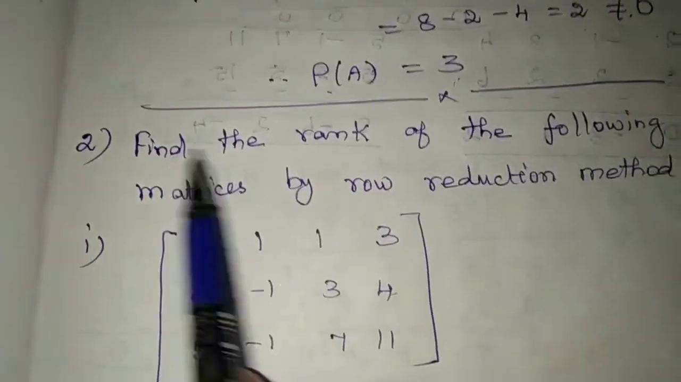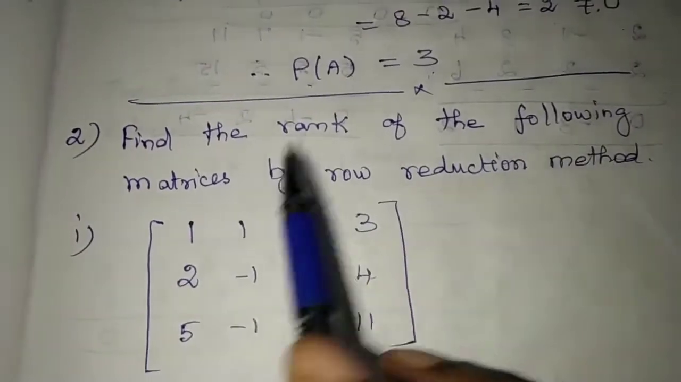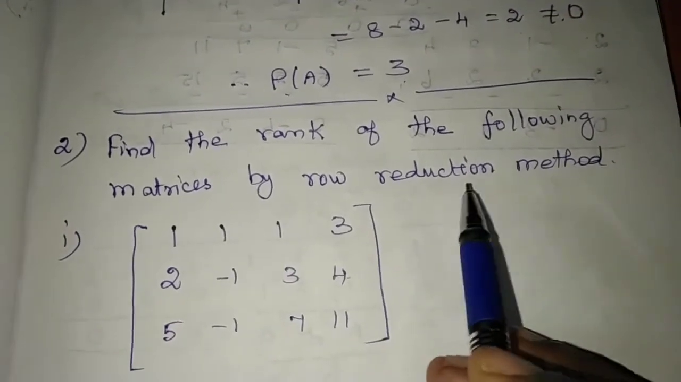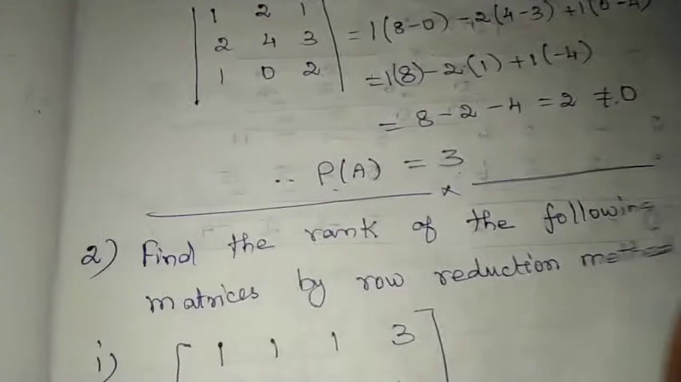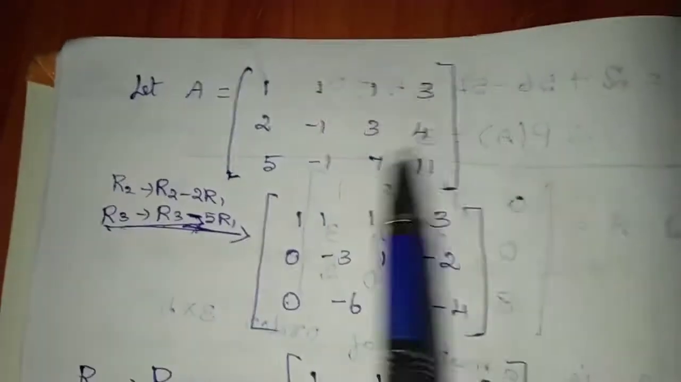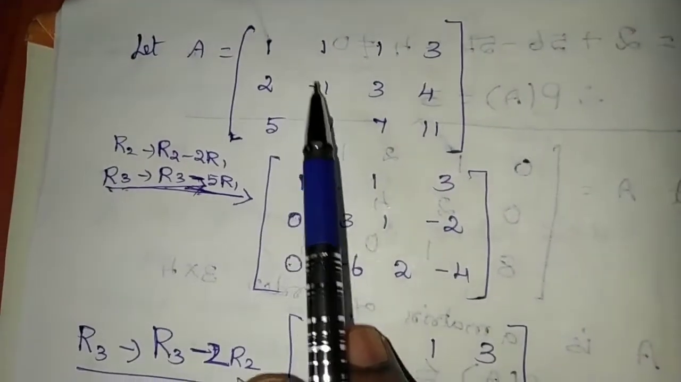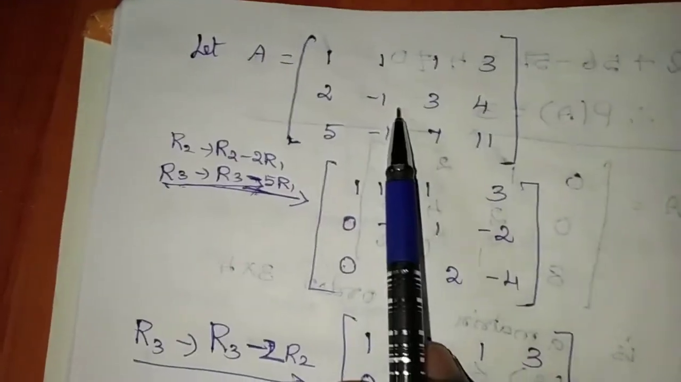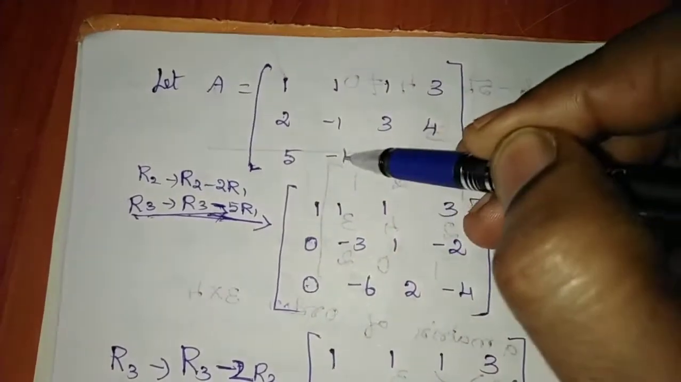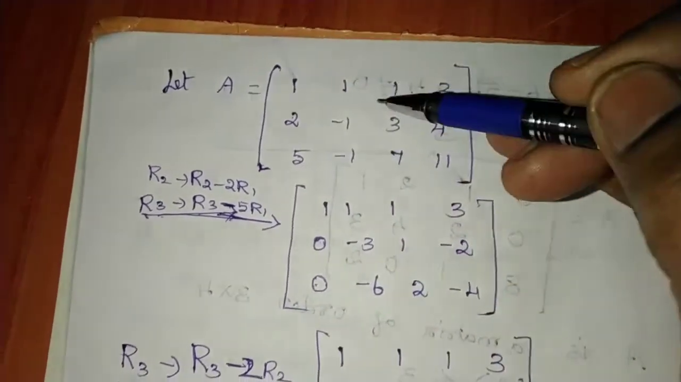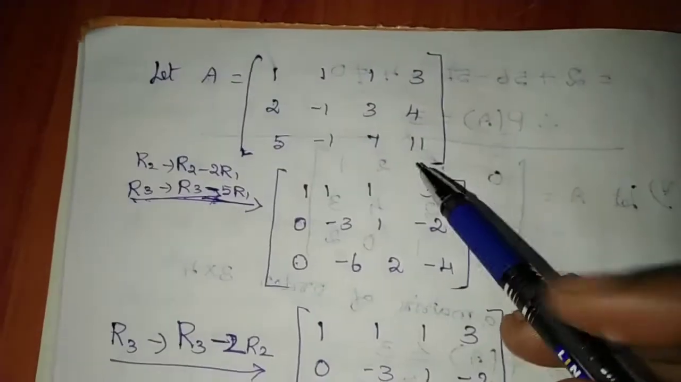Second sum, find the rank of the following matrices by row reduction method. Row reduction method means using elementary transformation. See that one, A equal to, matrix given. Now we have to make 0 in this place, we have to make 0 in this place.